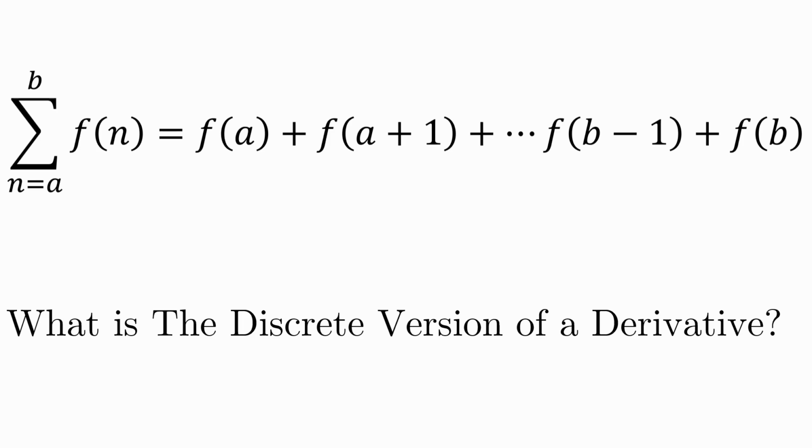A good idea might be to take the difference between consecutive values. For example, if I wanted to see how quickly f of n is increasing at n equals 5, I might consider f of 5 minus f of 4, or f of 6 minus f of 5. Instead of taking the derivative, we're taking the difference of the function. Let's take a look at some examples to really get a better grip on what this difference is actually doing.